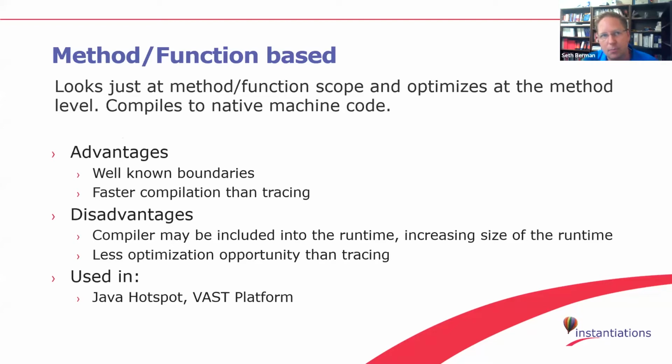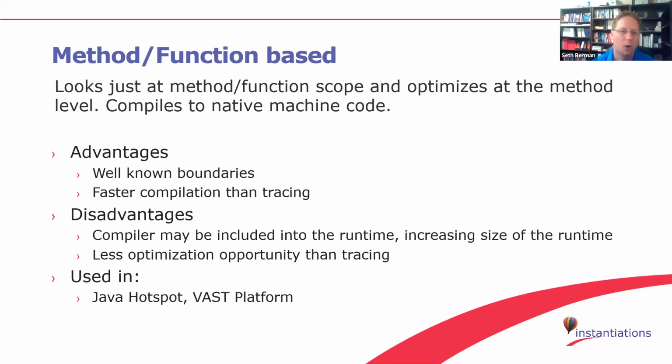The first kind, and this is probably the most prevalent, is the method or function-based just-in-time compiler. And this is about boundaries. What is it going to be producing native machine code on? In this case, it looks at the method or function scope and optimizes machine code at that level. So what are some advantages of doing this? Well, it's a well-known boundary. Pretty much the runtime systems are already geared towards running or executing methods. So it's kind of known where you're going to start and stop this endeavor. It can also have faster compilation than tracing can.